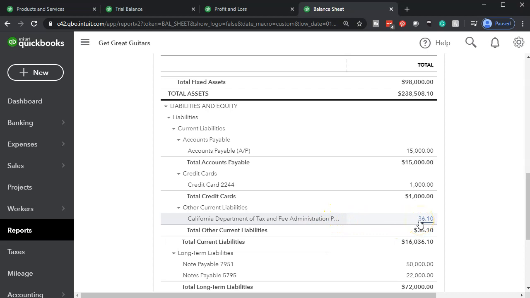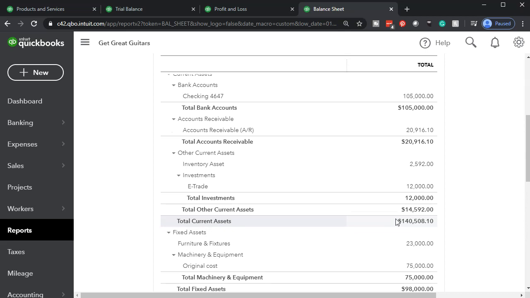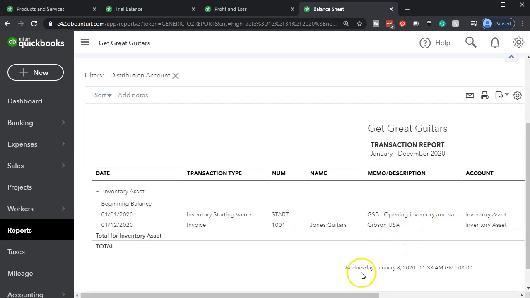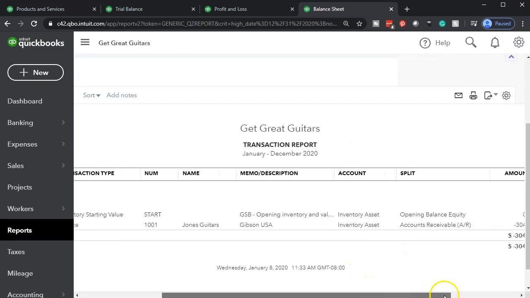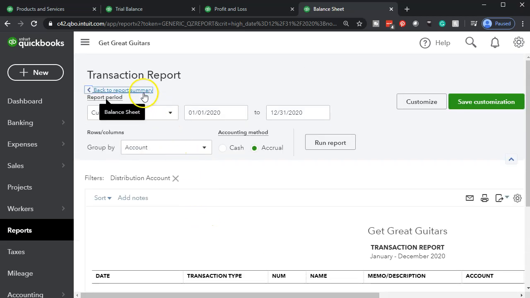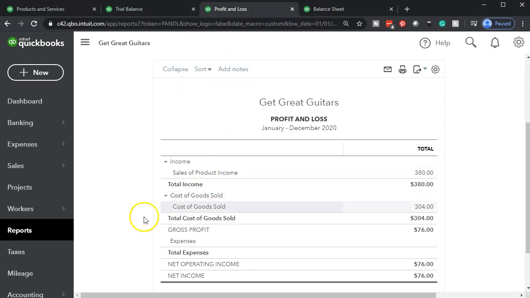So there's the 36. Then we also have the inventory going down. It's up here in the assets section where we have the inventory asset. It went down, you'll recall, by that amount that's not on the actual invoice, but that 304. And then if I scroll back up, the other side of that 304, I'd have to jump over to the profit and loss report. It's on the P&L report, and that's going to be the 304 here, cost of goods sold.